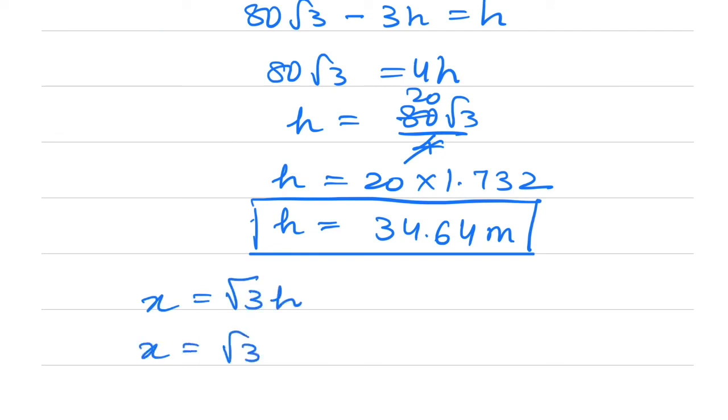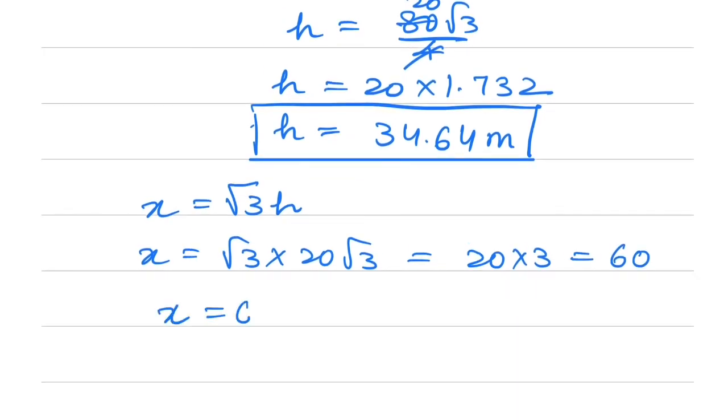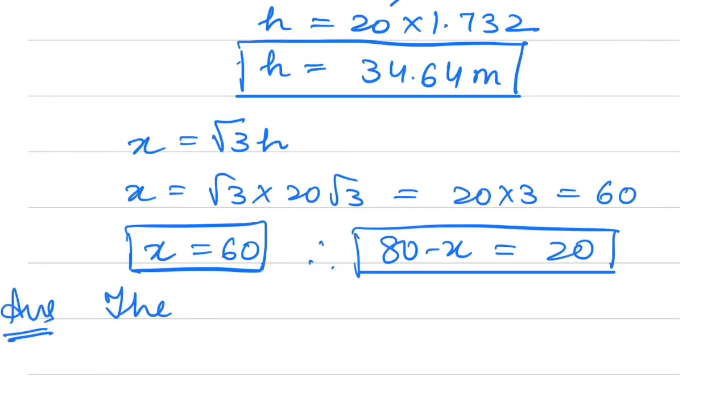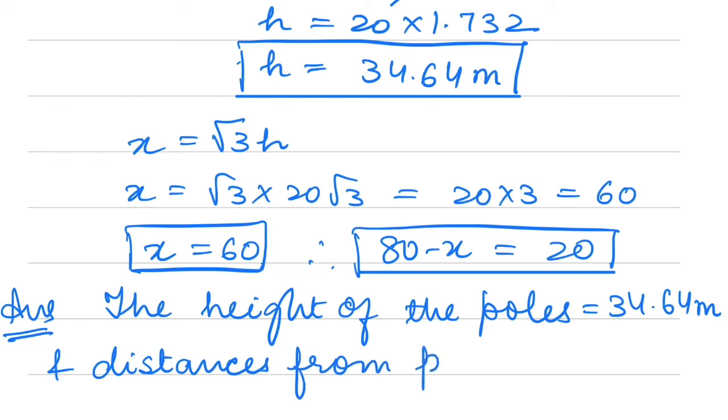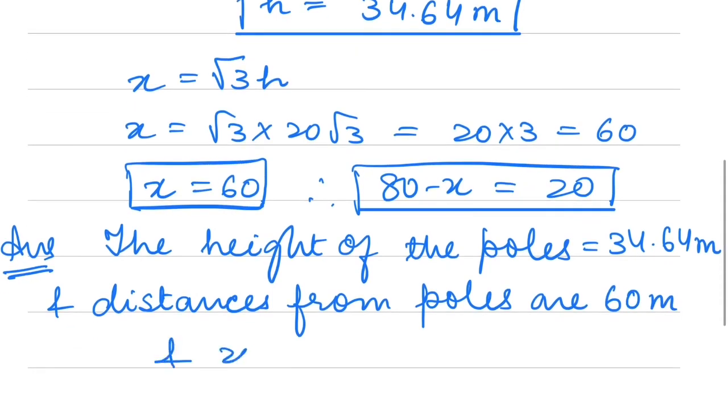So X is equal to root 3 H. X is equal to root 3 times H, H is 20 root 3. So this is equal to 20 multiplied by 3, so 60. X is equal to 60. Therefore 80 minus X will be equal to 20. The height of the poles is 34.64 meter, and distances from poles are 60 meter and 20 meter.